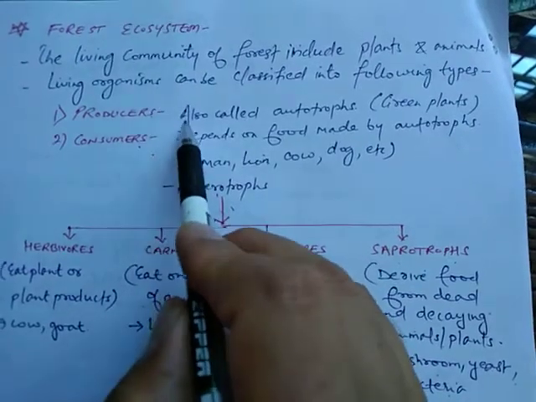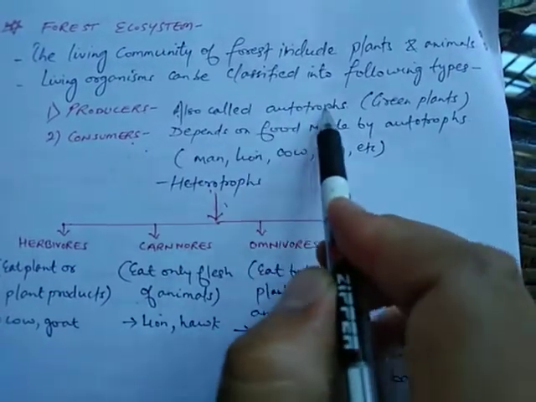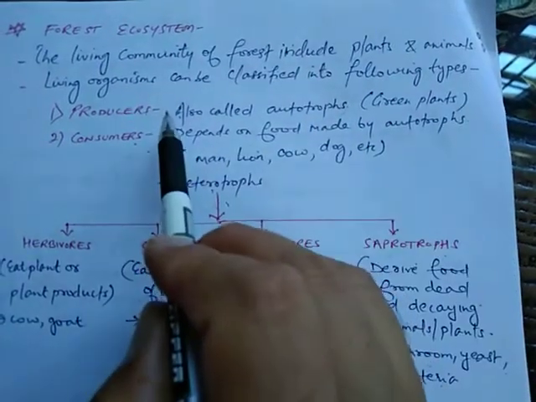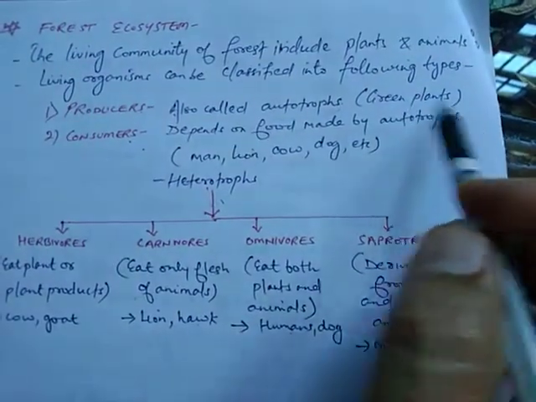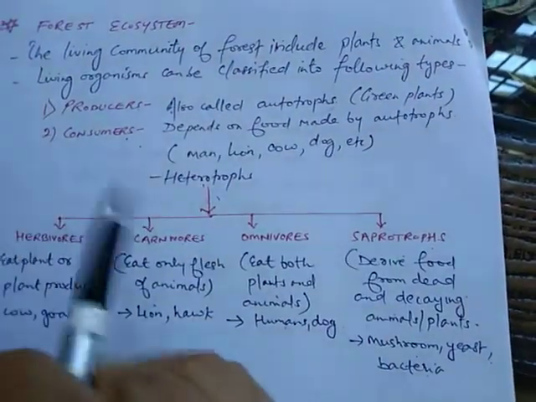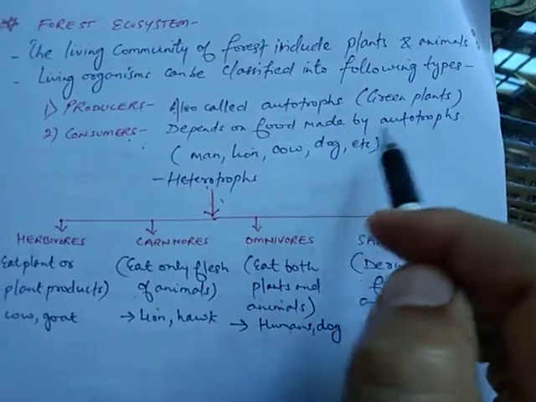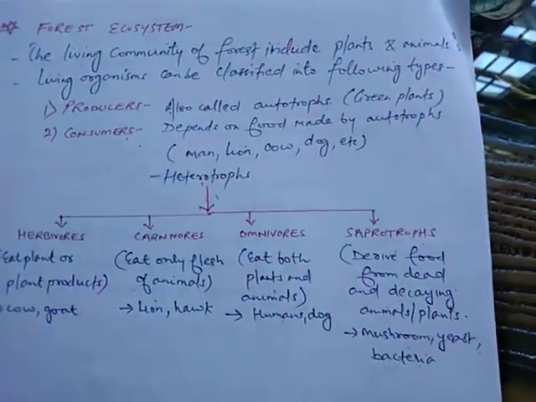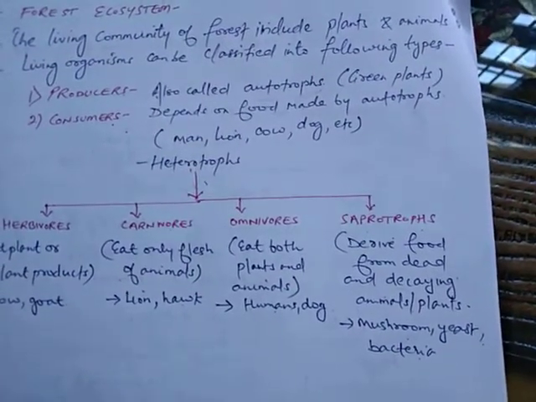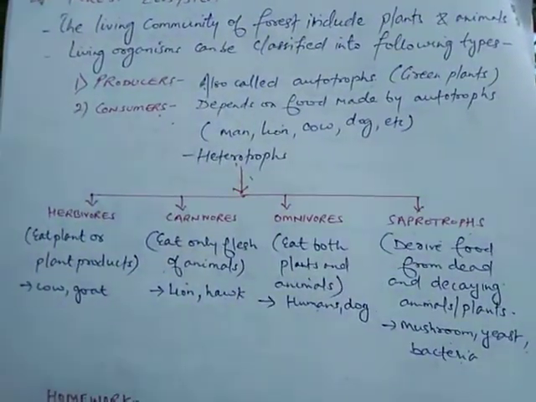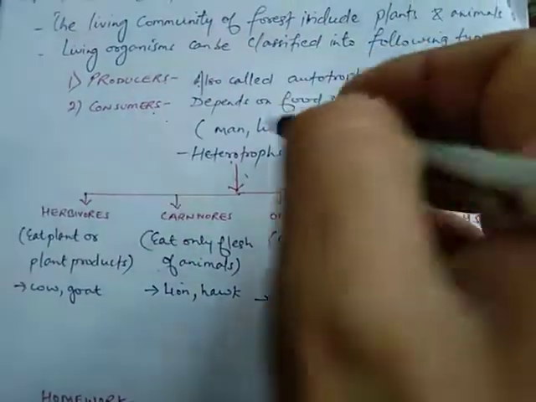Now you can see producers, these are also known as autotrophs. And why are they known as autotrophs? Because they are able to make their own food. Basically green plants are producers. Consumers depend on food made by autotrophs. Like we are consumers, animals are consumers, and consumers are also known as heterotrophs.